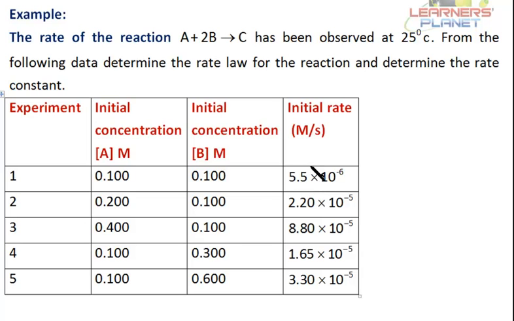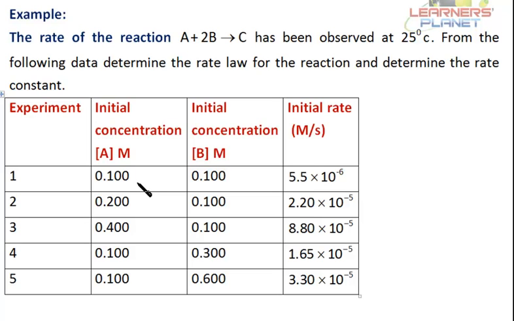Now whatever is the change in this rate, say when the initial concentration of A is 0.1, the rate is 5.5 into 10 to the power minus 6 mole per second. Whereas if the concentration of A is 0.2, then the rate is 2.2 into 10 to the power minus 5. Now keeping the concentration of B constant, whatever is the change in the rate is due to the change in concentration of A.